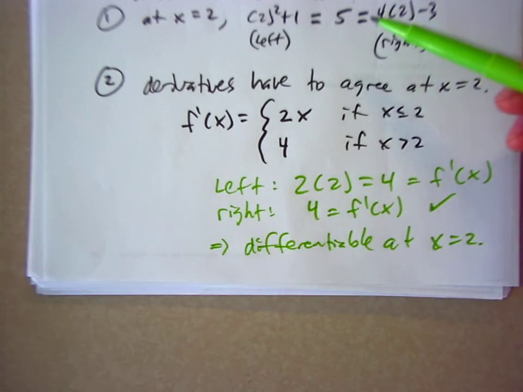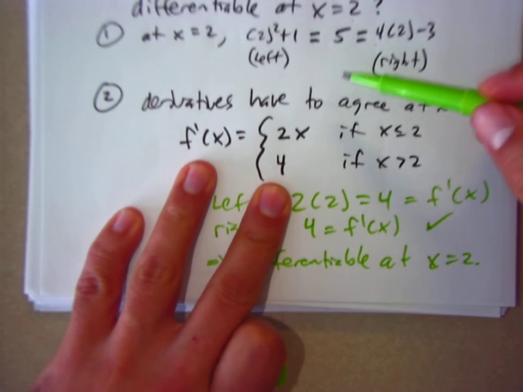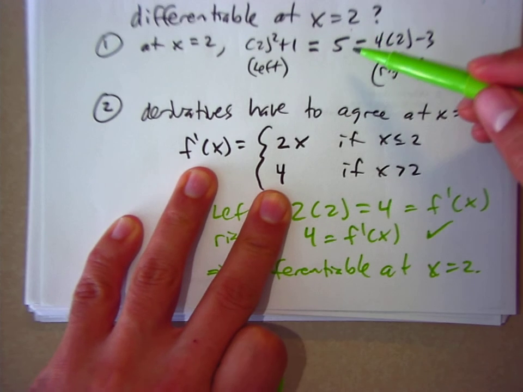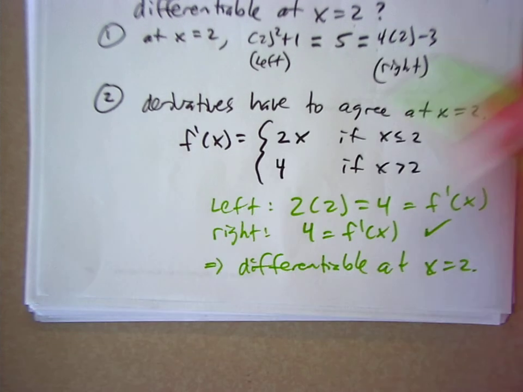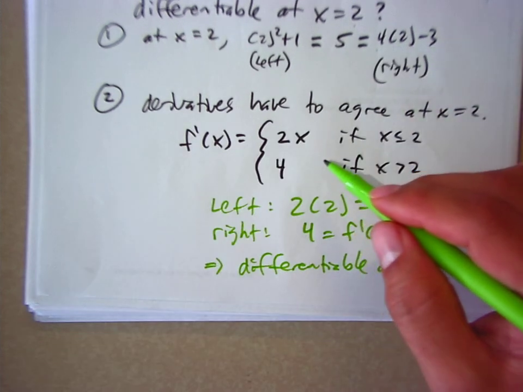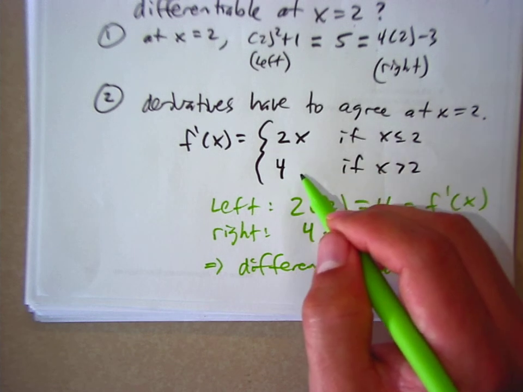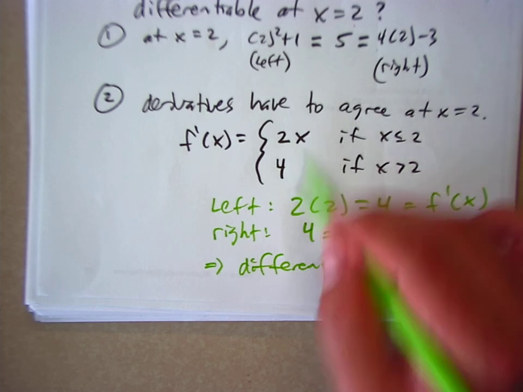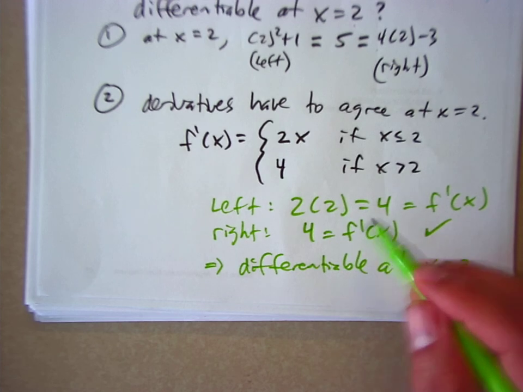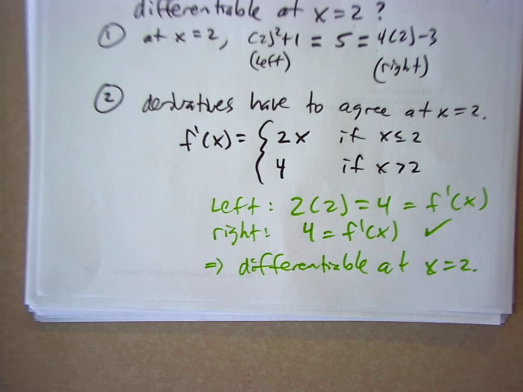So first, make sure that we are in agreement at the location of the points. That's what we did up here. We saw that at x equals 2, regardless of which piece of the graph you were on, you're going to be at y equals 5. Next, we want to check the derivatives for each piece of the graph. The first derivative is 2x, the second one is 4. So on the left side, if you plug 2 in, you get 4. On the right side, since it's exactly equal to 4, we have matching derivatives or matching slopes of tangent lines, which means that we have differentiability there.